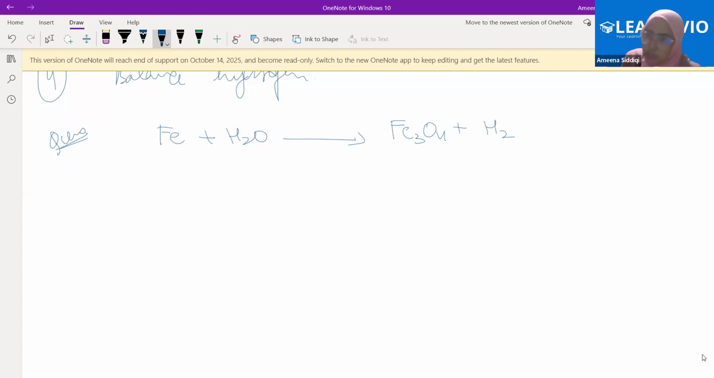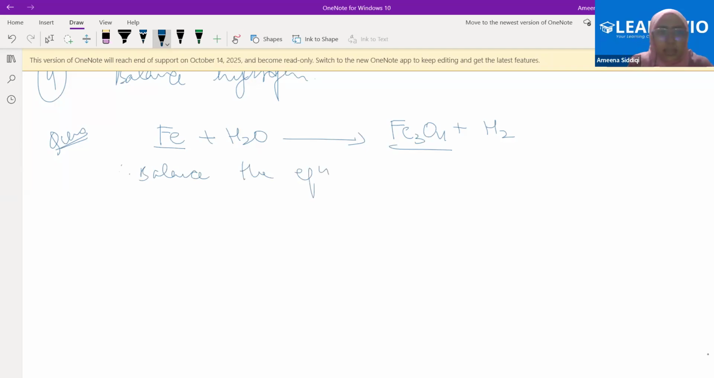We'll check the number of atoms. See, how many atoms of iron do we have here? One. How many atoms do we have here? Three. So clearly it's not balanced, right? So therefore we need to balance the equation.